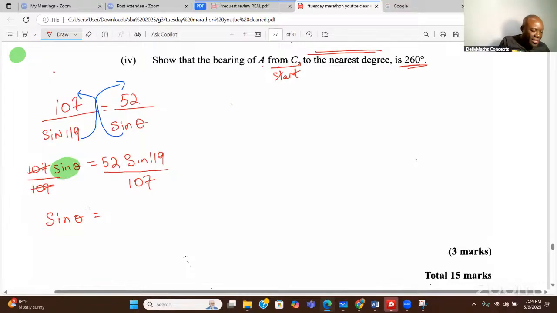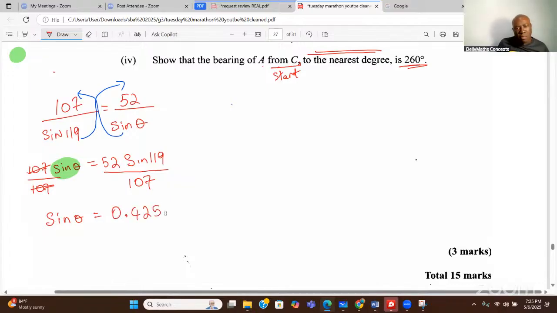52 sine 119. Press equal, then you divide. So you want to equalize that first, then divide by 107. So I'm getting this out. Make sure that you have it out. Let's go again. Everybody, check what you get. 52 sine 119. Confirm with me what you get. 0.425.